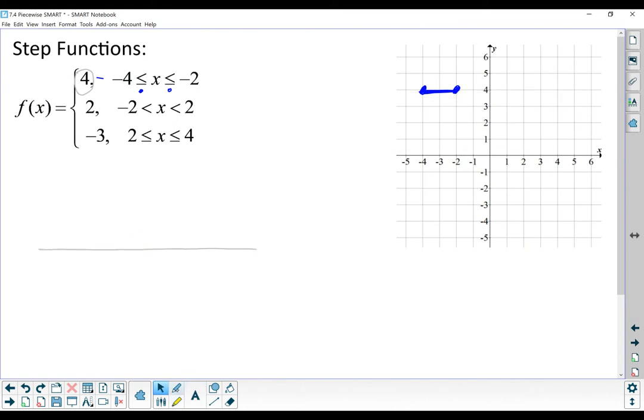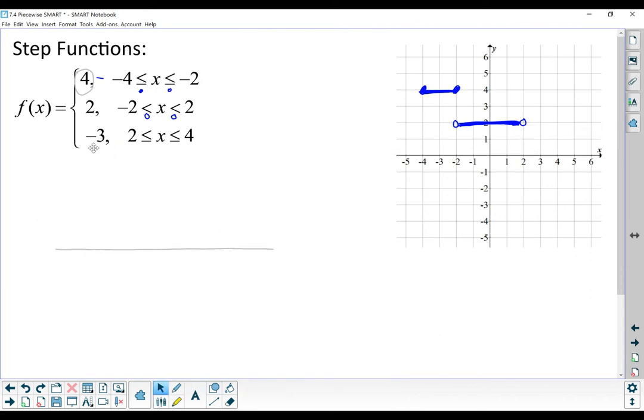The next piece of the function has a height of 2. So that's here. The domain of this piece is from -2 open circle to 2 open circle. So -2 to 2, and just keep that section in between. So this is a longer step. They don't have to have the same width. Sometimes they do, but they don't have to.